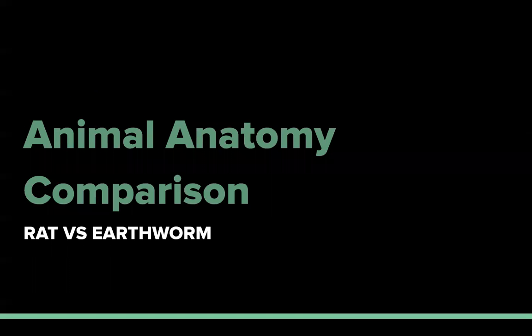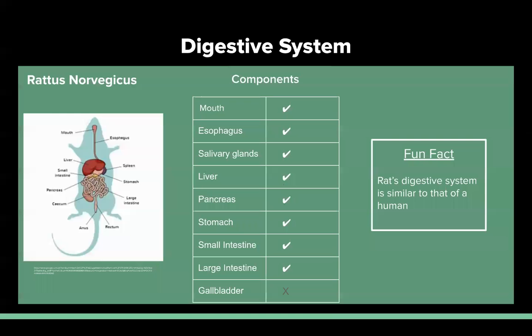Now we'll be comparing the anatomy of rats and earthworms. I will start off with the digestive system in rats. They have all of the following: a mouth, esophagus, salivary glands, liver, pancreas, stomach, and small and large intestines, but they don't have a gallbladder because they don't eat as much as humans do, so they don't need to store large amounts of bile.